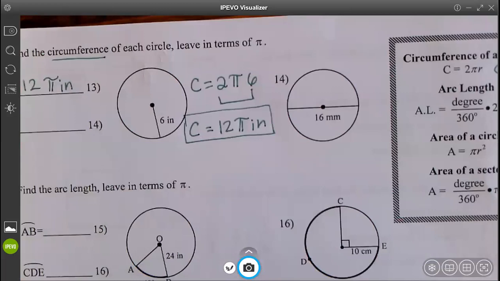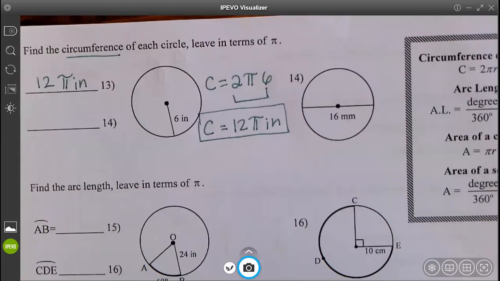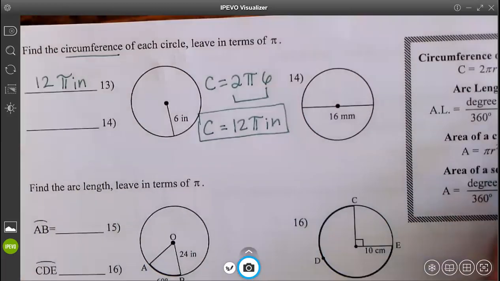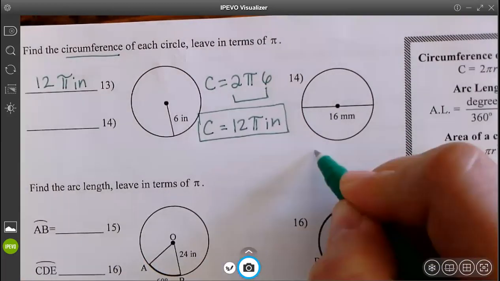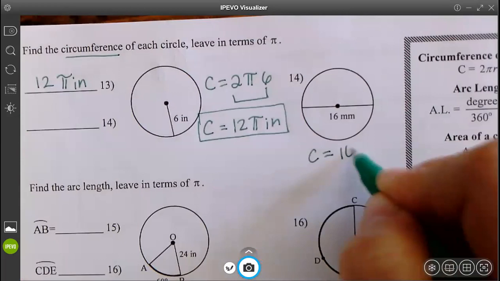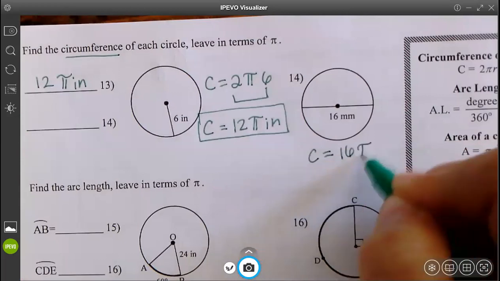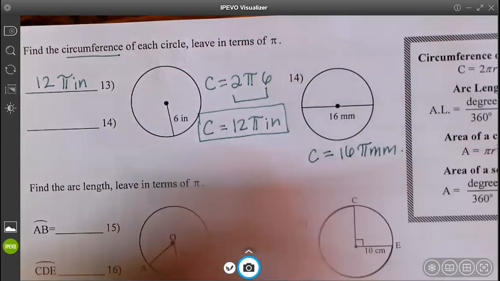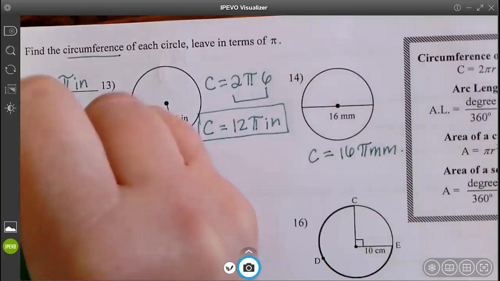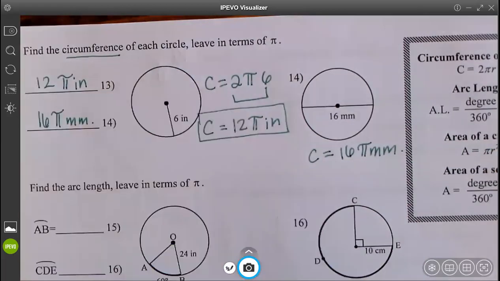So 12 pi inches. And then this one here, because we have diameter, we don't have to double it. So it'd be circumference equals 16 pi millimeters.